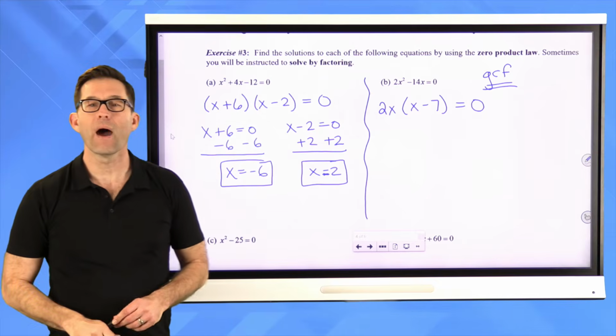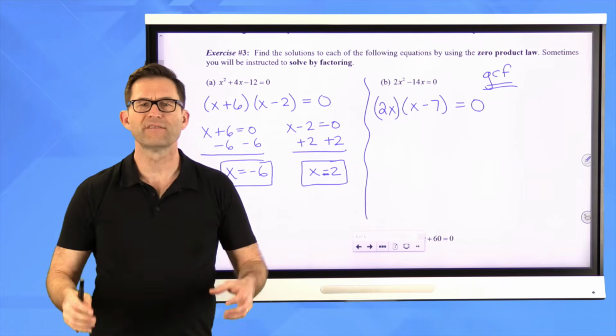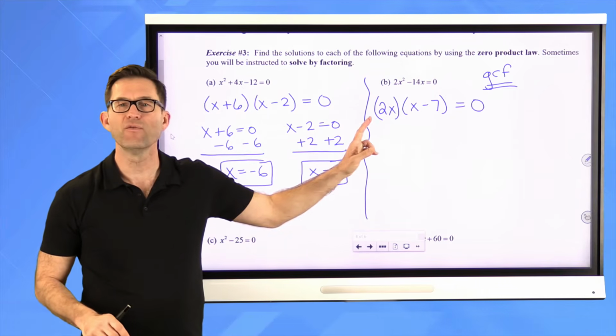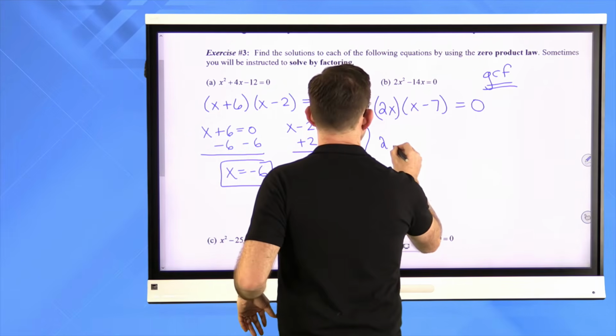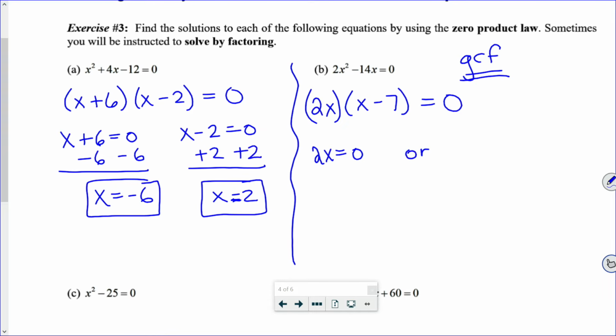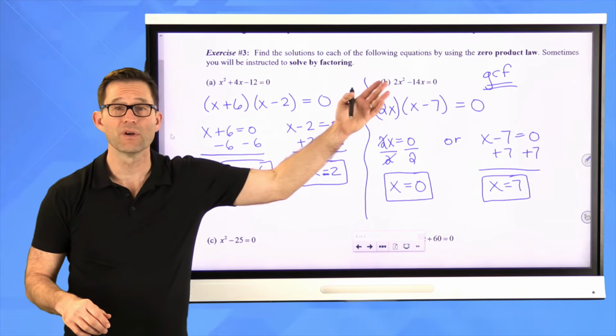Now, I can really look at the 2x as if it is attached, so I can think of my two factors as being 2x and x minus 7. So what do I have at this point? Well, either 2x is equal to 0 or x minus 7 is equal to 0. So I'll divide both sides by 2. Be careful here. 0 divided by 2 is simply 0. And here, simple enough, I'll add 7 to both sides. And that's it. x equals 0, x equals 7, both of which you can easily check to see if they're solutions.